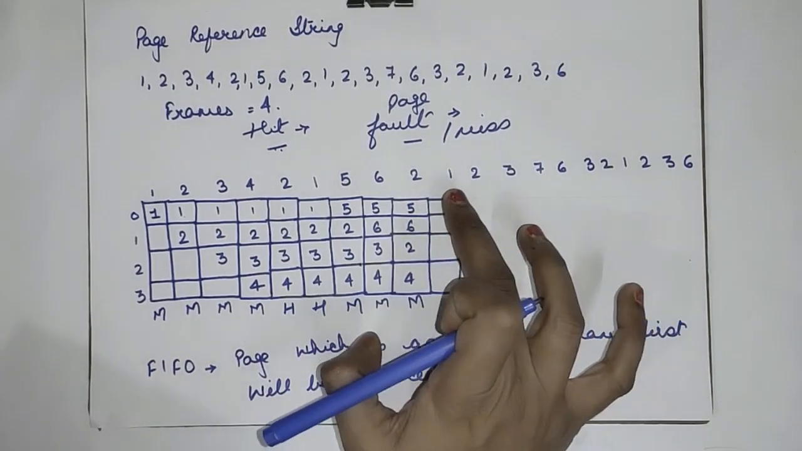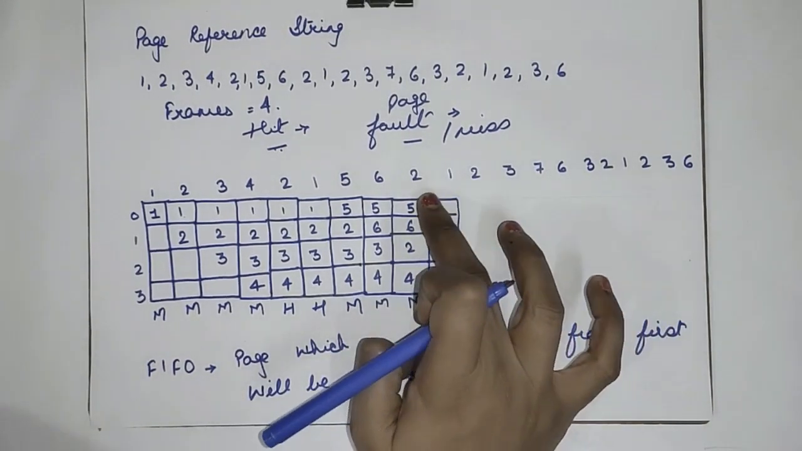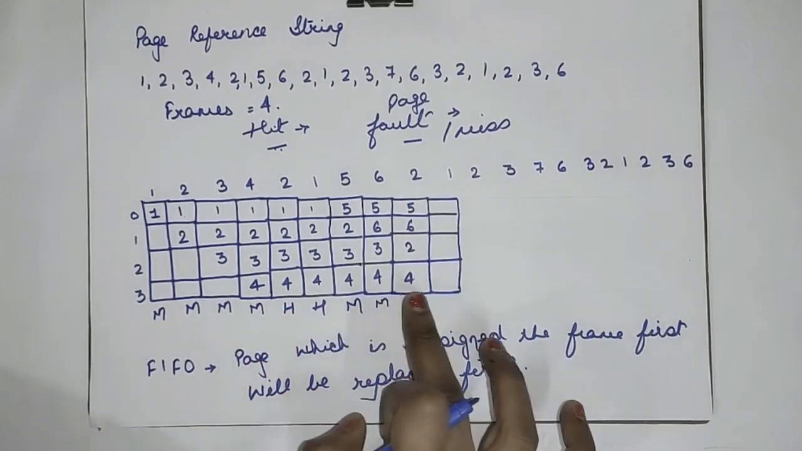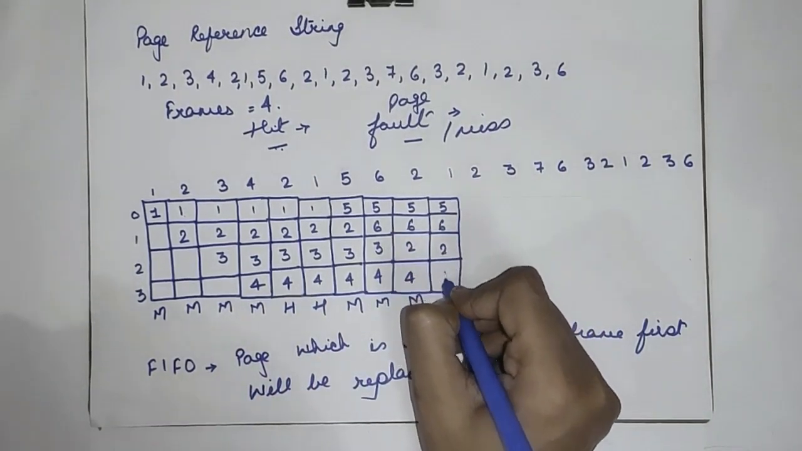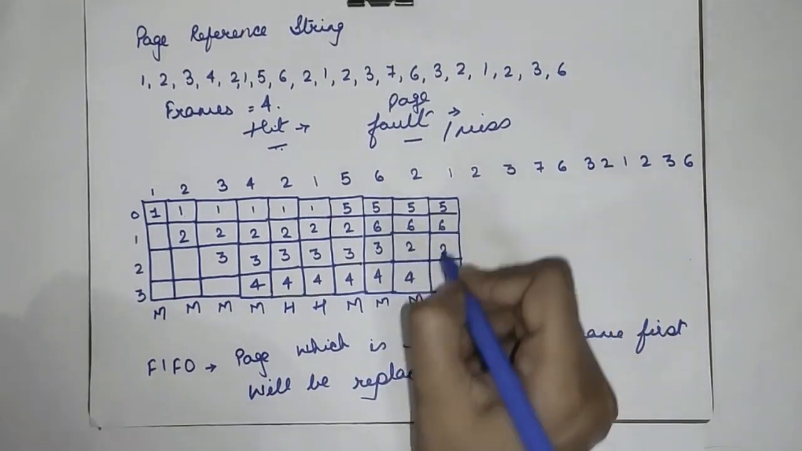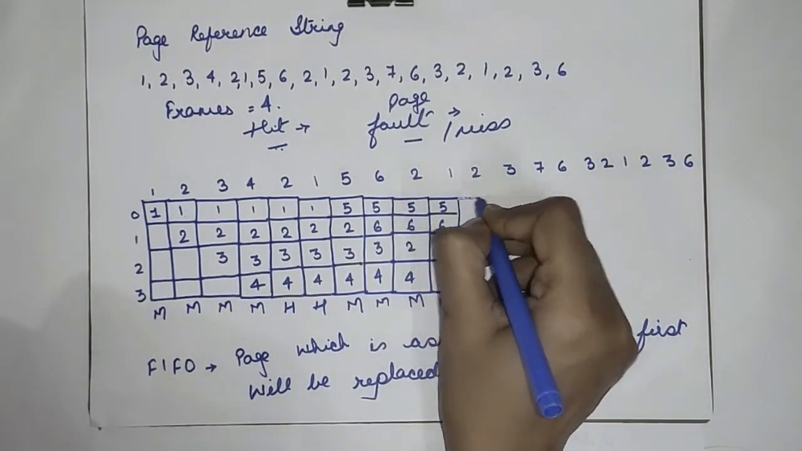Next I'm going to check. Now I need 1. 1 is not there in memory. So the oldest page over here is 4. So what are we going to do? We are going to remove 4 and insert 1 in its place. So again we got a page miss.